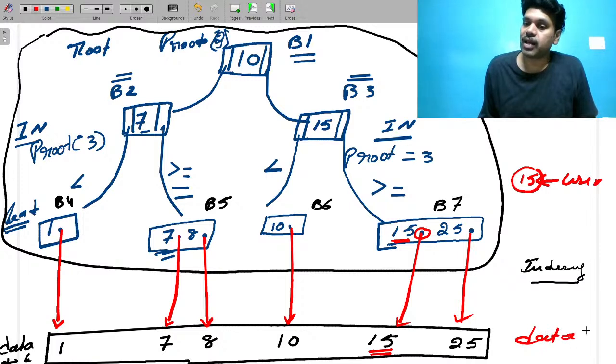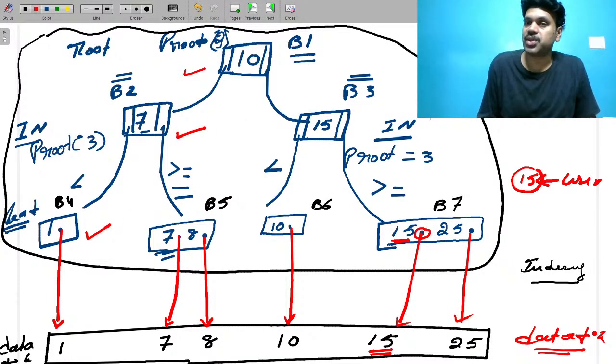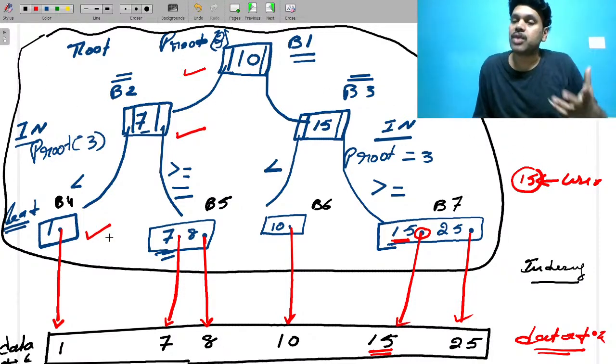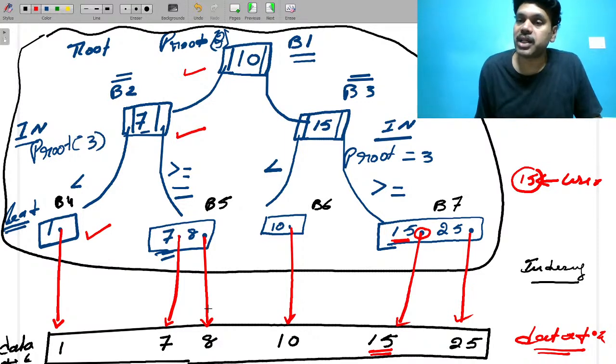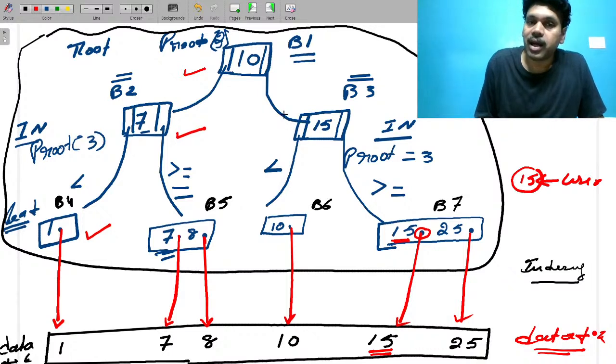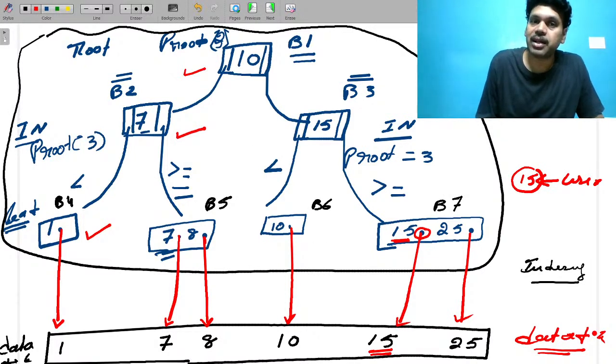So how many levels are in your index? In the index there are 3 levels: level 1, level 2 and level 3. So I computed a 3 level index. And what is the total number of levels to get back your record? 4 levels. 3 levels of index and 1 level to jump to your data file to get back your record. Understood, my dear friends? So let me now show you horizontally so that you will understand very clearly.